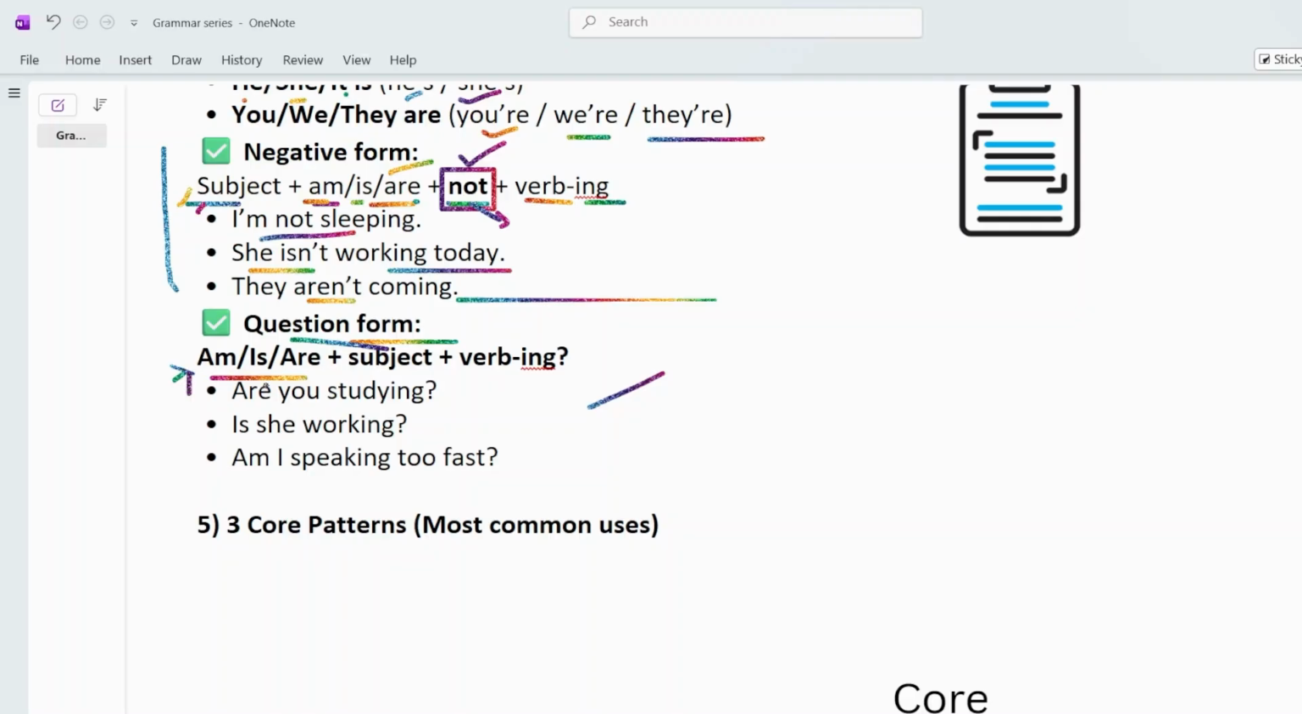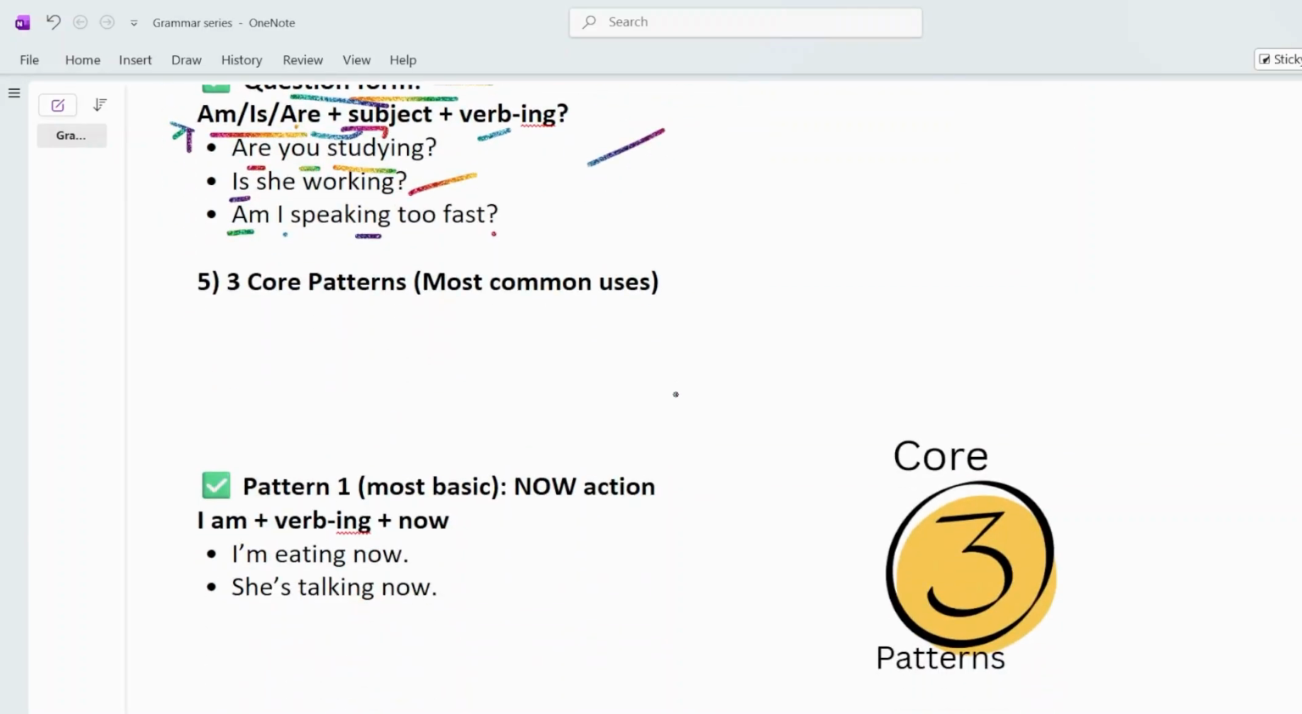For example, are, you is the subject. The subject has moved to the second position. So, are you studying? Verb in the ing form. Is, again a helping verb. Is she working? Next, am I speaking too fast? All right, that's the whole concept, guys. That's the question format when you're using present continuous. All right, great. Let's move on.